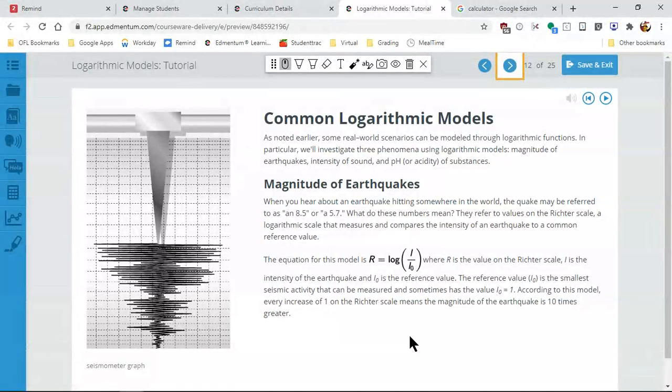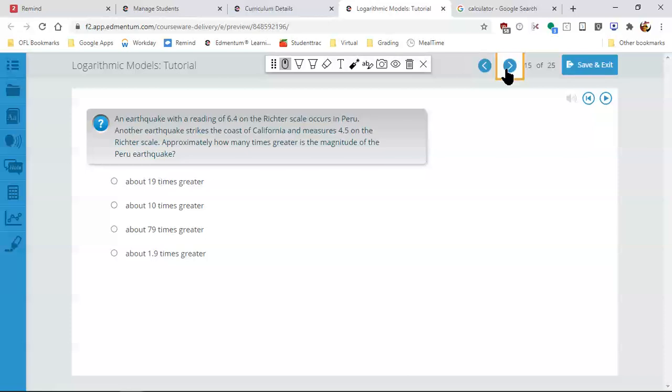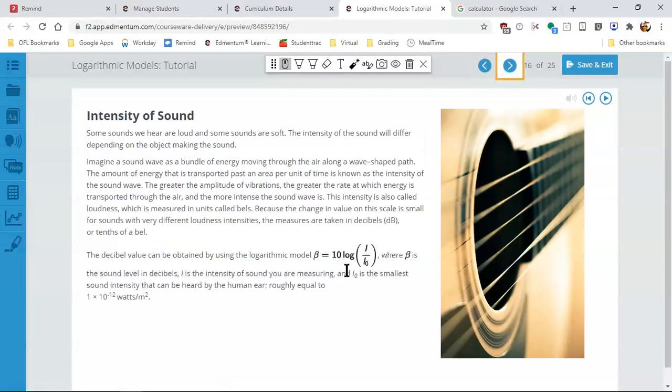So this is talking about the Richter scale. Remember the Richter scale, the I naught, the intensity, is always a factor of 1. The Richter scale is similar to our decibel scale. Our decibel scale was over here. The only difference is we're going to multiply it by 10. And our I naught, our intensity, is this 10 to the negative 12 right here. That's going to be our I naught.